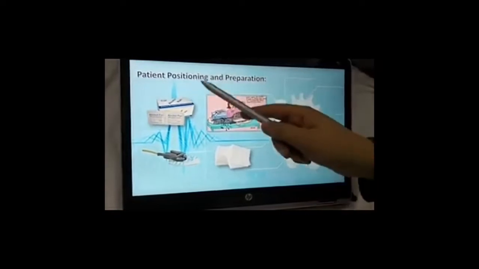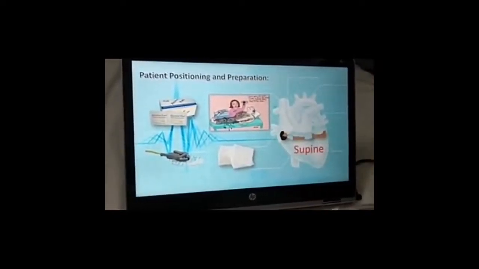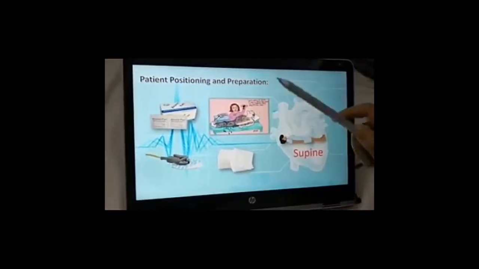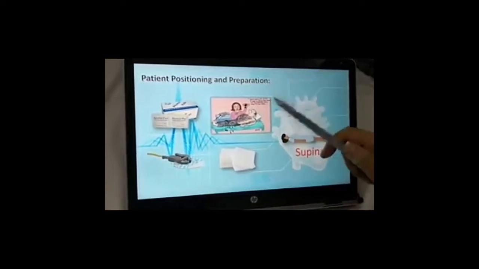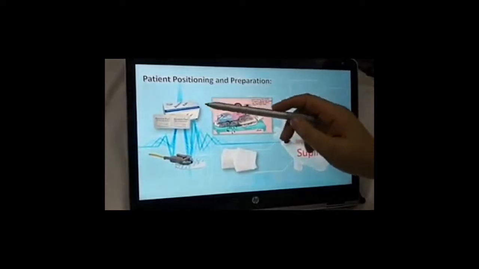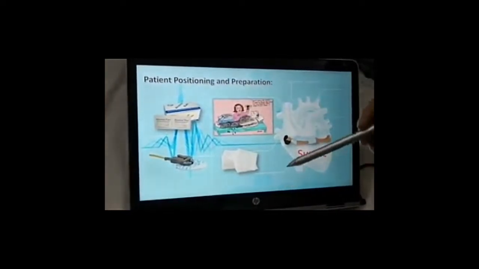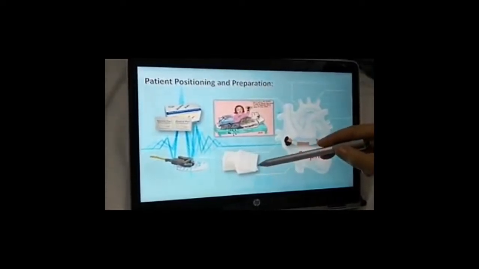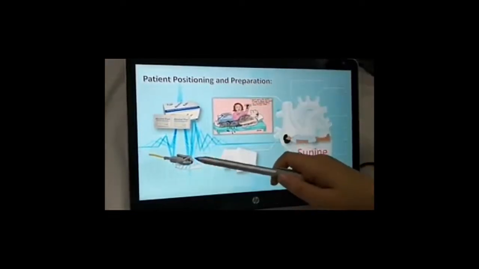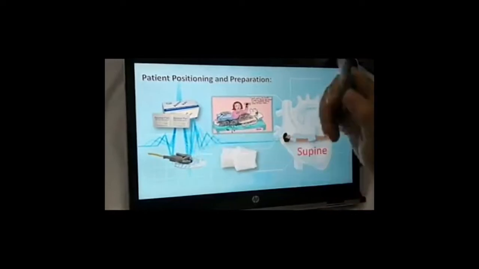What about patient positioning and preparation? The patient should be in supine position, and it's important to shave hair away from the electrode placement site. Besides, we should rub the electrode placement site briskly with alcohol, also rubbing the site with 2x2 gauze. Finally, you may place the electrode, and be sure that the electrode has adequate gel and is not dry.